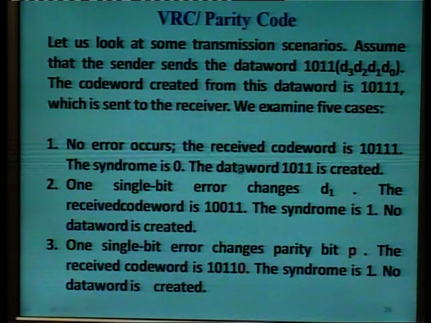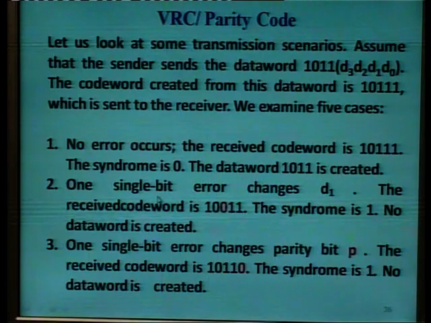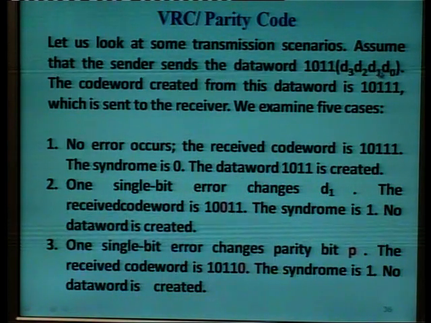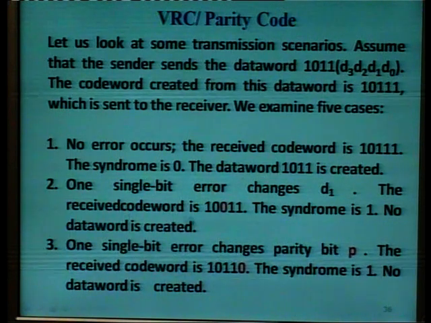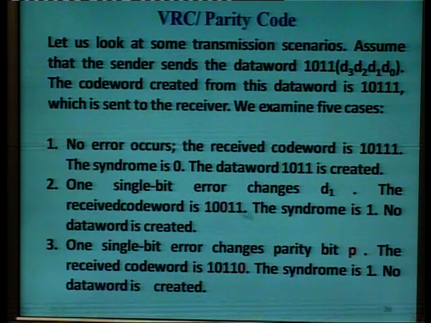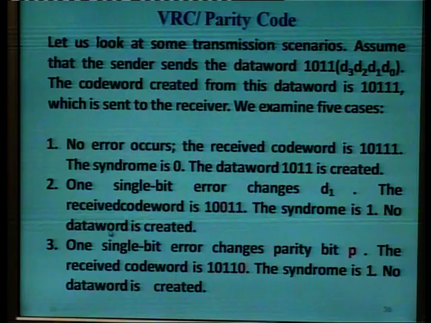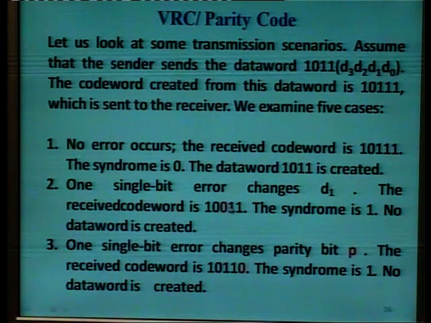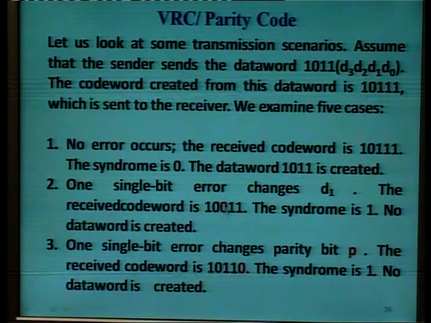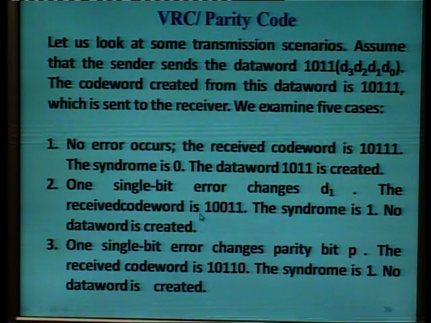If there is no error, the received code word will be the same. The syndrome is 0, and the data word is created. If a single bit error has occurred in D1, suppose D1 is changed from 1 to 0, the received code word will be 10011, because this bit is changed and this is the parity bit. The syndrome is 1 because now the number of ones is odd, and it should be even. So no data word is created because there is an error. One single bit error changes parity. Suppose now, because of an error, instead of a data bit, the parity bit is corrupted. Again the syndrome is 1 because the number of ones is odd. So no data word is created.